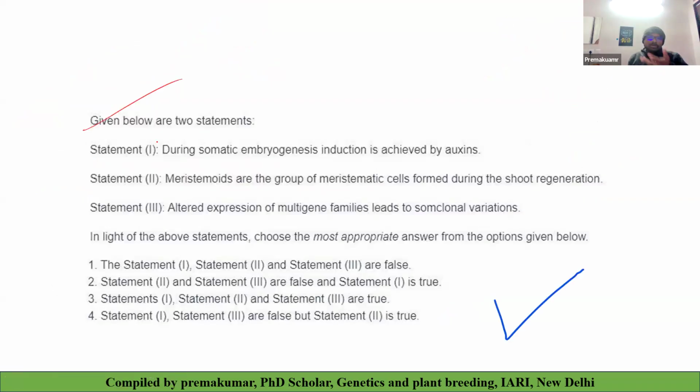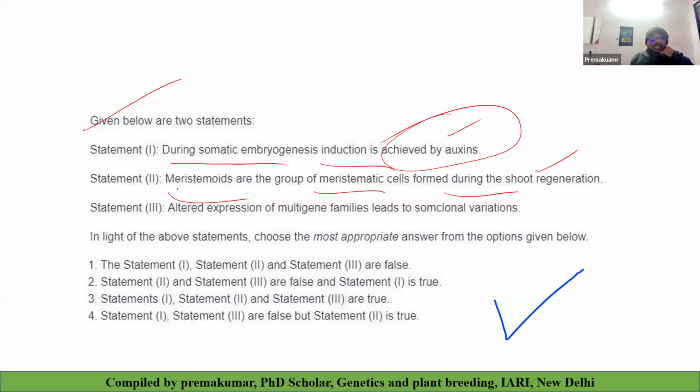Then, this is about today's class. During somatic embryogenesis, induction is achieved by auxins. That is correct. The meristemoids are the group of meristematic cells that form during shoot regeneration. Then, altered expression of multigene families leads to somaclonal variation. I think many of you know what somaclonal variation is.